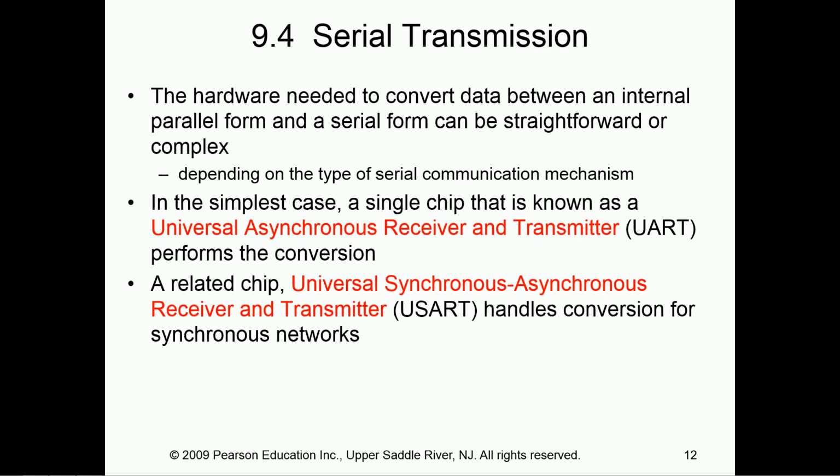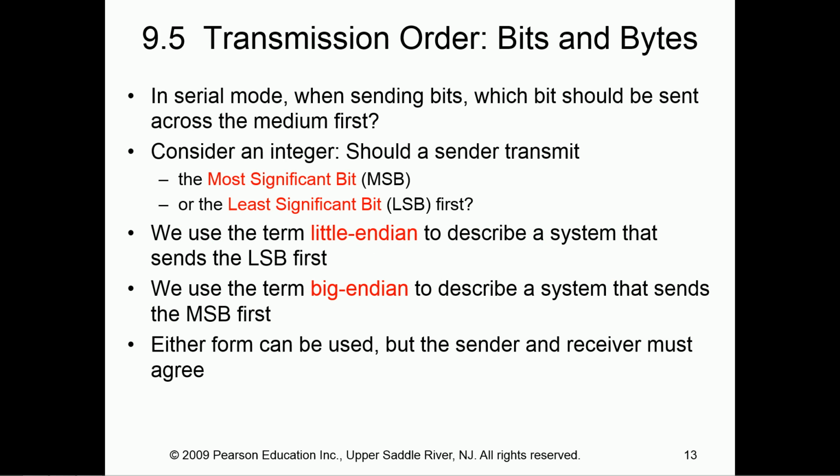The data does need to be able to transition between serial and parallel, back and forth. Normally the chips that do that are UARTs, universal asynchronous receiver-transmitters, and USARTs, universal synchronous asynchronous receiver-transmitters. That way we have one that can do just asynchronous and one that does both synchronous and asynchronous. So what is the transmission order? Should we be sending the most significant bit or the least significant bit first, MSB versus LSB? It depends on the type of technology or system that we're using to send it. Either can be used, but both sides have to agree.